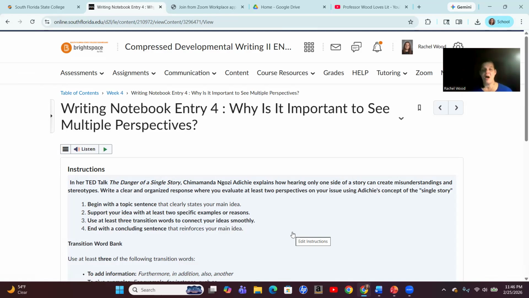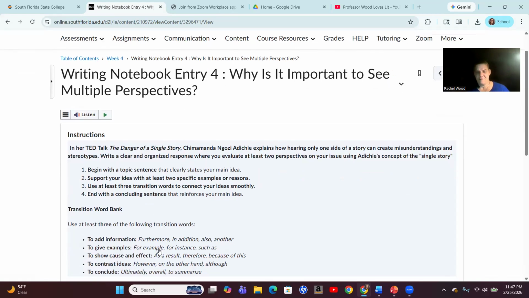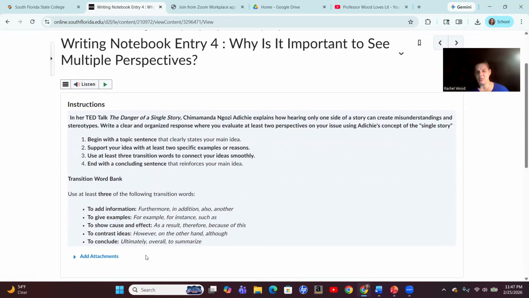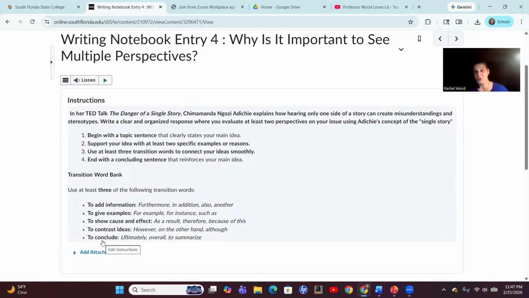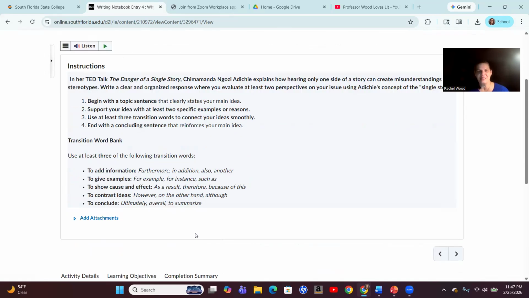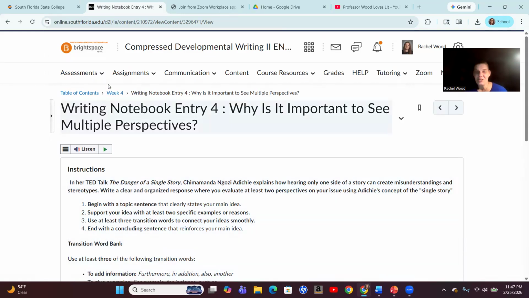With that being said, at the bottom of your instructions for your writing notebook, remember you cannot view this assignment until you have completed all of the requirements for the module and viewed them and went through them. And so it's not going to show up until then. But I also have given you the transition words that I would like to see you use. But again, you also have the handout that you could refer to. But we have to add information, to give examples, to show cause and effect, to contrast ideas. And notice I have to conclude here, I've got ultimately, overall, and to summarize. So again, you won't be able to see that until you actually get into week 4 and you complete all of the modules.